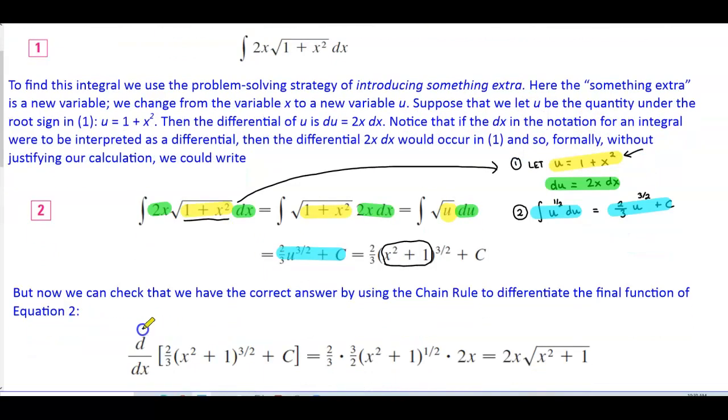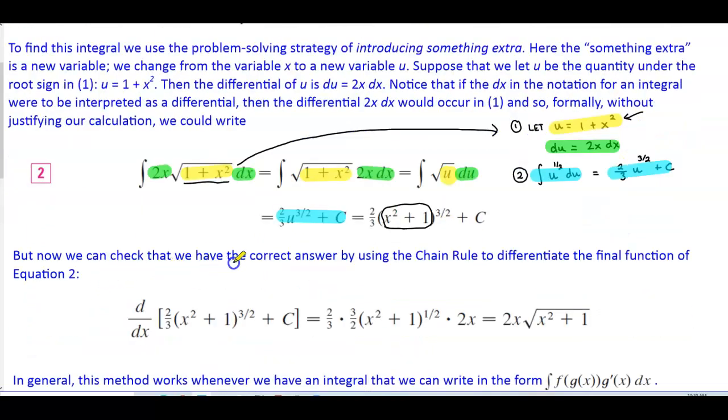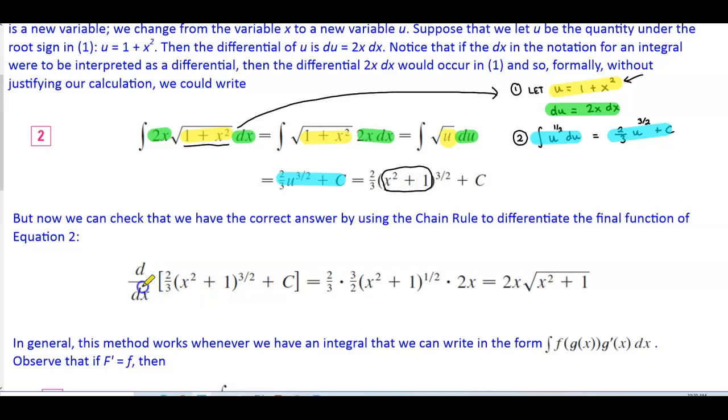Okay, but now we can check that we have the correct answer by using the chain rule to differentiate the final function of equation 2. So if we take the derivative with respect to x of 2/3 x squared plus 1 to the 3/2 plus c, we take 2/3 times 3/2, which is x squared plus 1 to the 3/2 minus 1, which gives us 1/2 as the exponent, times 2x, which is the derivative of what's inside. So we end up getting 2x times the square root of x squared plus 1.